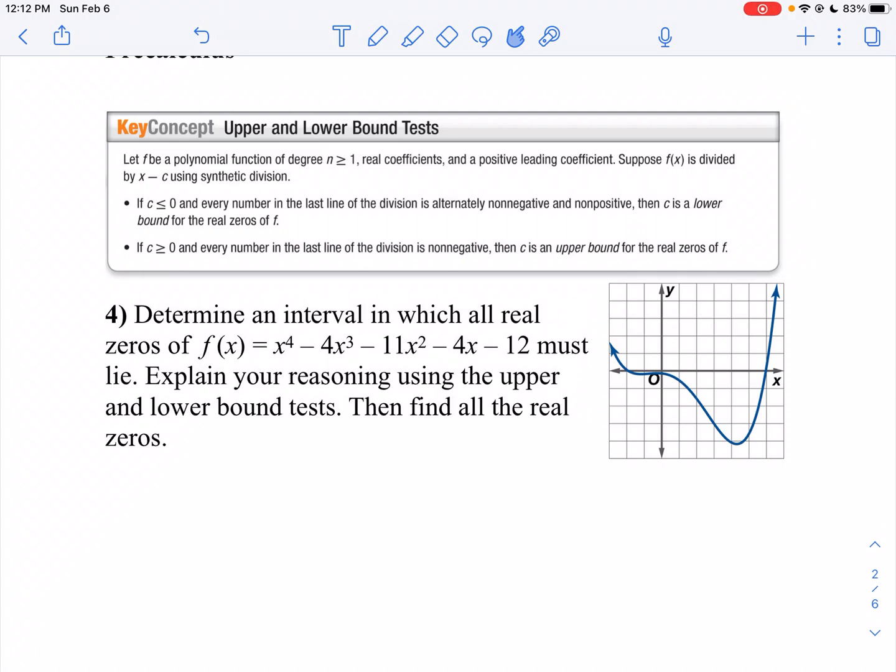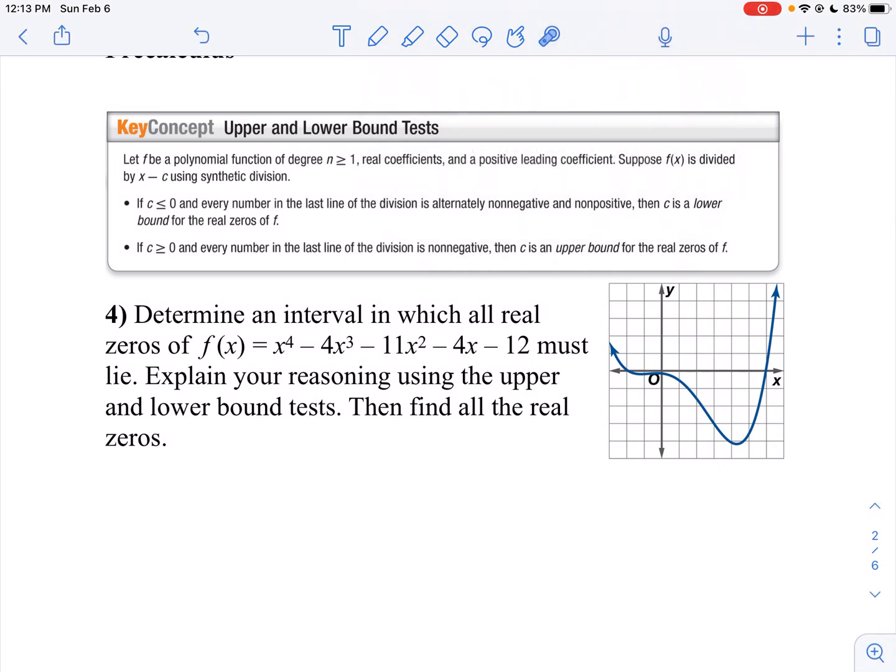Now in our next couple of problems, we're going to look at how I could eliminate having to check this 16 times. What are some ways I could find the answer so I don't have to check it 16 times? One of the ways is we're going to use what are called the upper and lower bound tests.